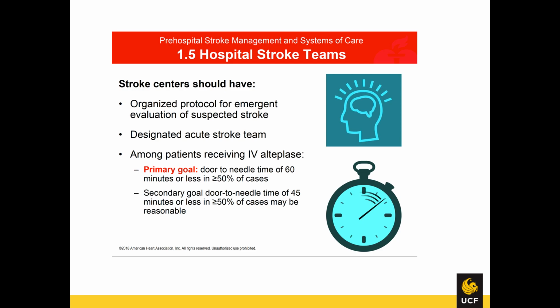A stroke center should have an organized protocol for emergent evaluation of suspected stroke. They should have a designated acute stroke team, and among patients that receive IV alteplase, our primary goal is door to needle less than 60 minutes, or 60% or less, I should say, in more than 50% of our cases. And a secondary goal of door-to-needle time of 45 minutes or less in the remaining cases. So really, the goal is door-to-needle in 60 minutes or less. Okay, so that's very important.